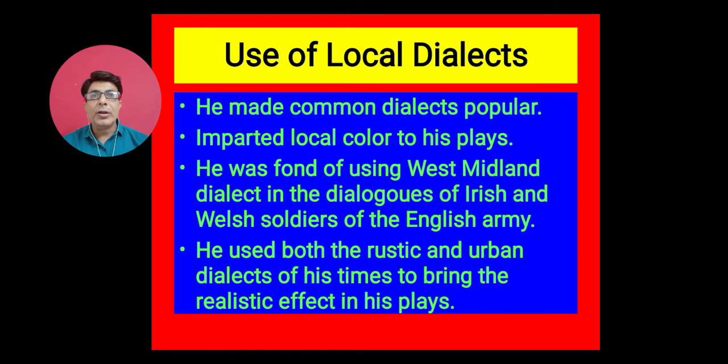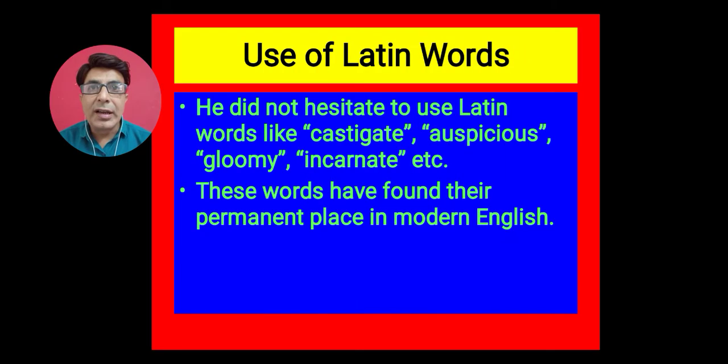Not only this, to give local color to his plays, he has made use of some local dialects which were spoken in his times. This use of local dialects imparted local color to his plays. He was fond of using vast Midland dialect, and he has given these dialogues to some of his characters who are Irish characters or Welsh characters in his plays. So he used both rustic local dialects and also urban dialects, to bring a realistic touch in his plays.